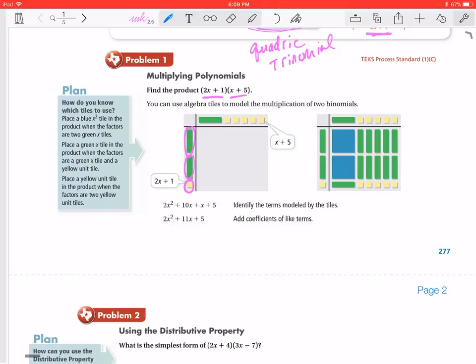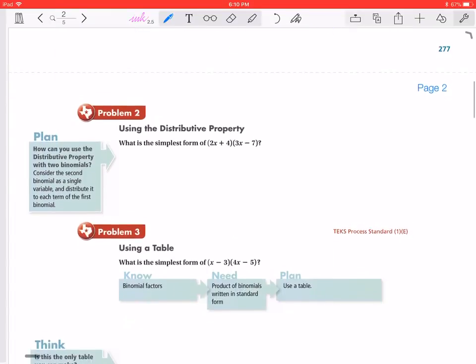Now we can combine them together and add them all up, and that will identify the terms modeled by the tiles. We add them up and write them down, and then we combine like terms by adding the coefficients of like terms. That becomes 2x squared plus 11x plus 5. Again, that is a quadratic trinomial.